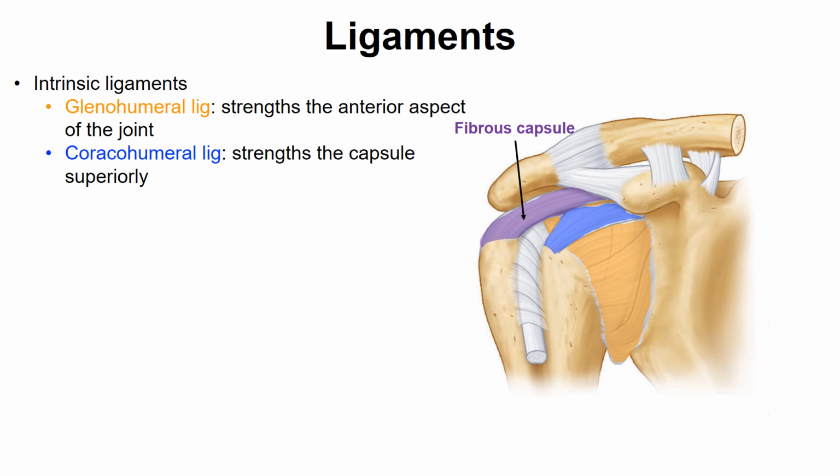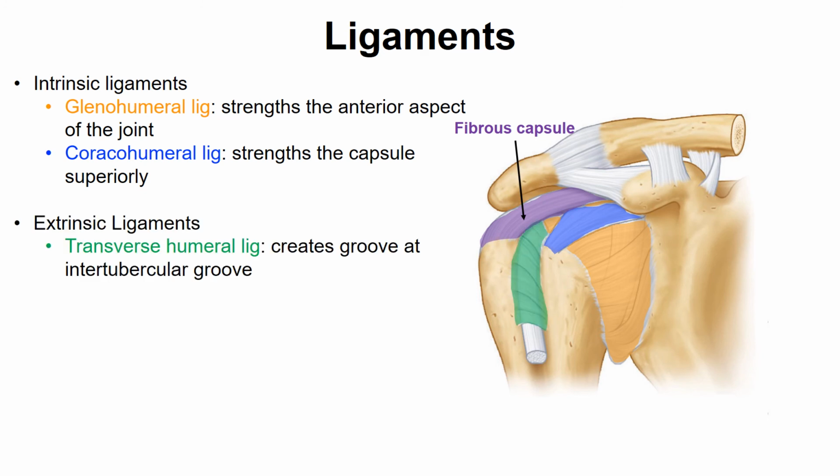And we'll talk about that more in a little bit. Next, we have extrinsic ligaments. So these have nothing really to do with connecting the scapula to the humerus. These are more just kind of within that region.